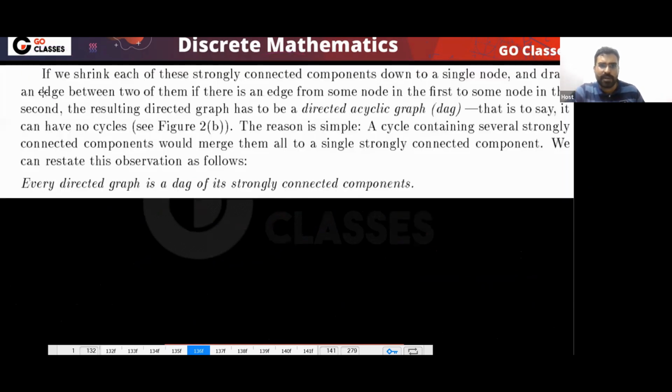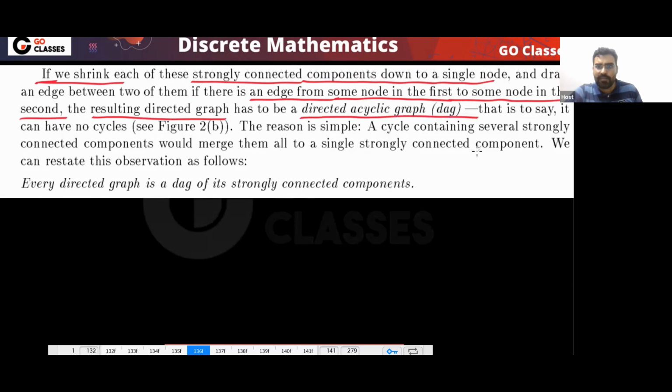Remember, this is a very simple idea. If you shrink each strongly connected component down to one vertex, and you put an edge from some node to another, then this resulting graph will be a directed acyclic graph. And the reason is very simple: if you have a cycle of strongly connected components, then you would have merged them all into a single one.